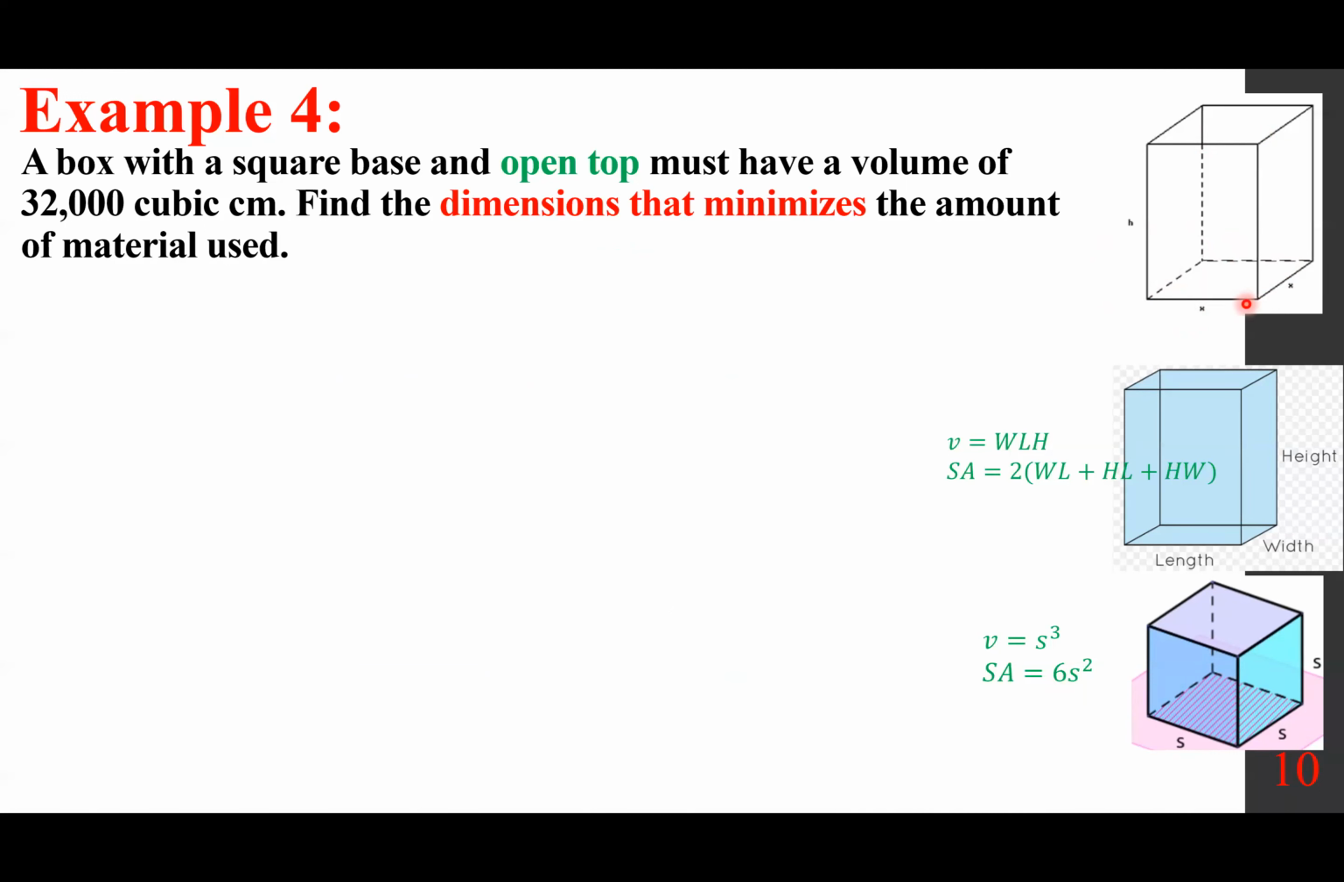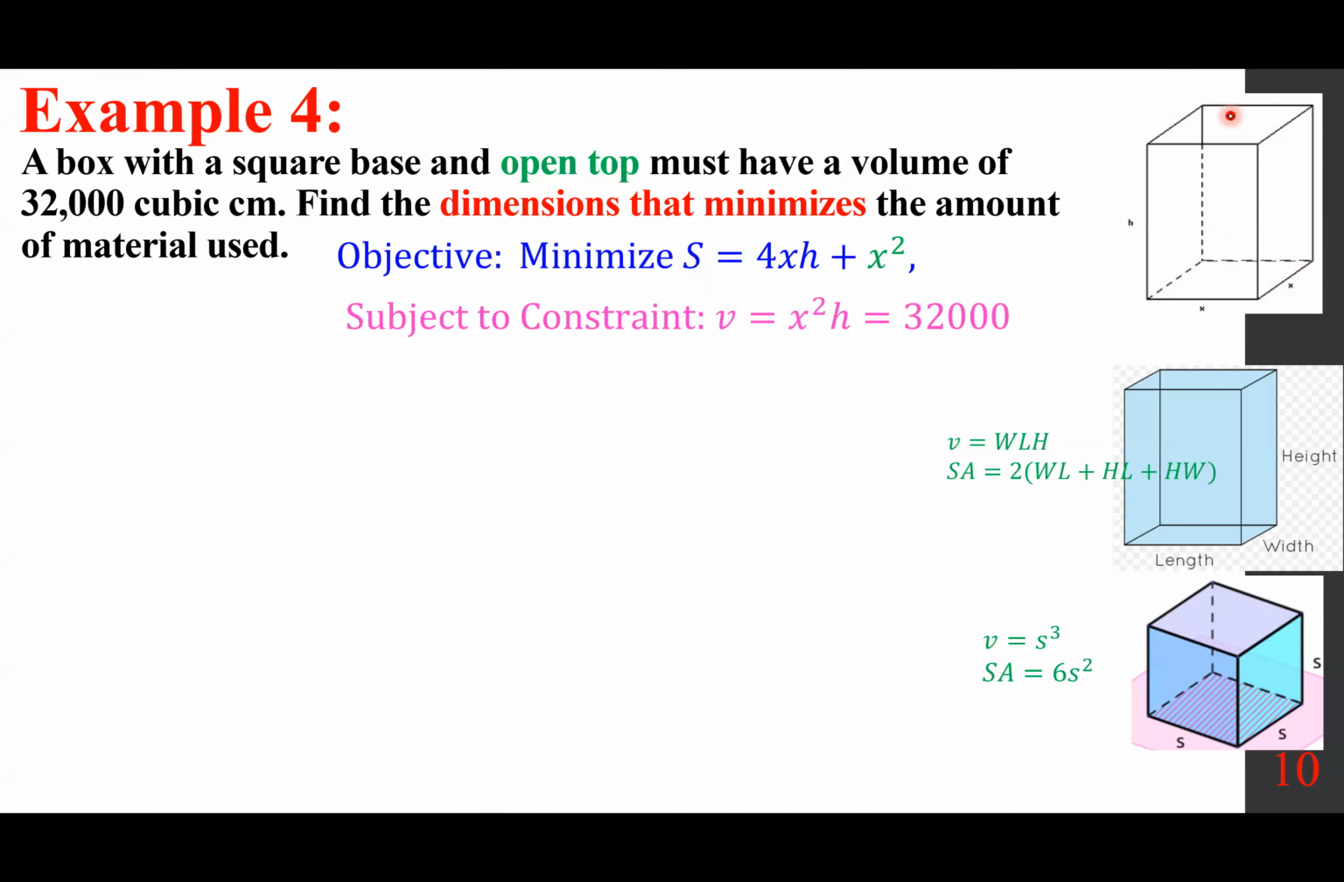Normally there are 2 of them, so we have plus 2x squared, normally. However, the moment we see open top, that means the top is not there, so plus 1x squared. So the surface area we want to minimize is 4xh plus x squared. What is the constraint? We want this such that the volume must be 32,000 cubic centimeters. The volume is x times x times h. So x squared h is 32,000. That is the constraint.